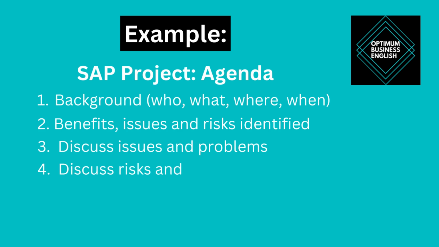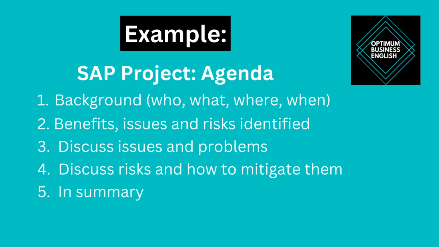Then, based upon any potential issues or problems that have been identified, the group will now think of possible risks to the project and things that may prevent it from moving forward before moving on to ways that those risks can be mitigated, handled, or taken care of.